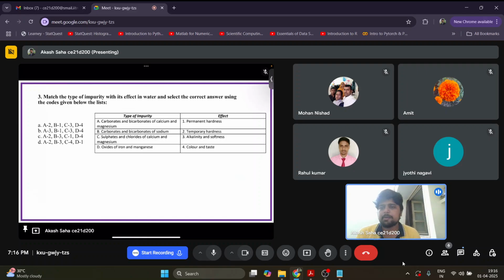Okay, match the type of impurity with its effect in water and select the correct answer using the codes given below in the list. So we have carbonates and bicarbonates of calcium and magnesium, carbonates and bicarbonates of sodium, sulfates and chlorides of calcium and magnesium, oxides of iron and manganese. So what effects do they have? Permanent hardness, temporary hardness, alkalinity, color and taste. C. So you are getting C.